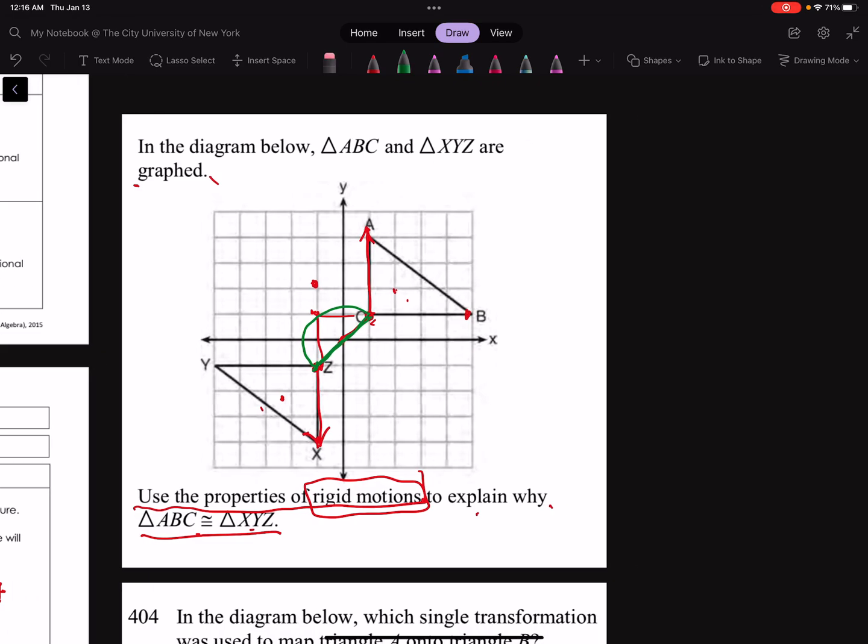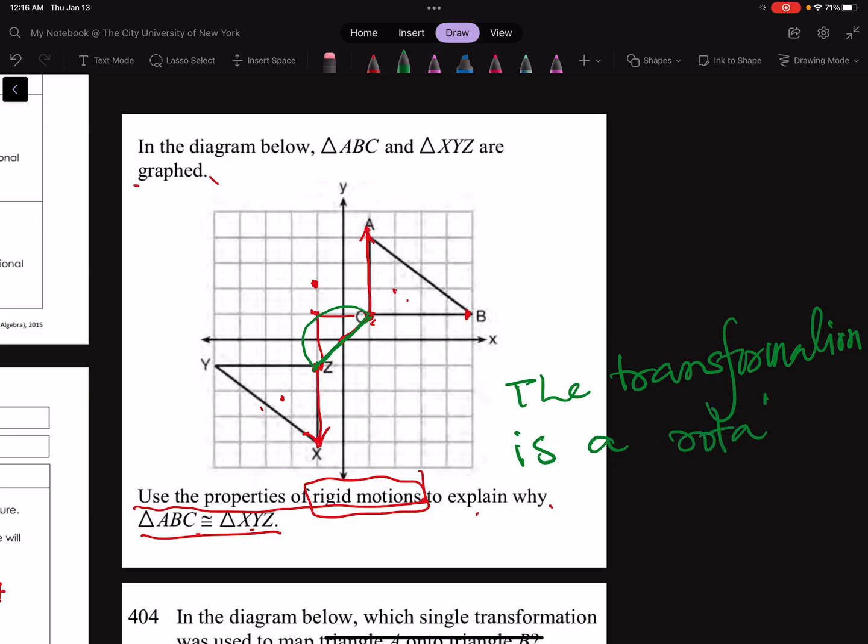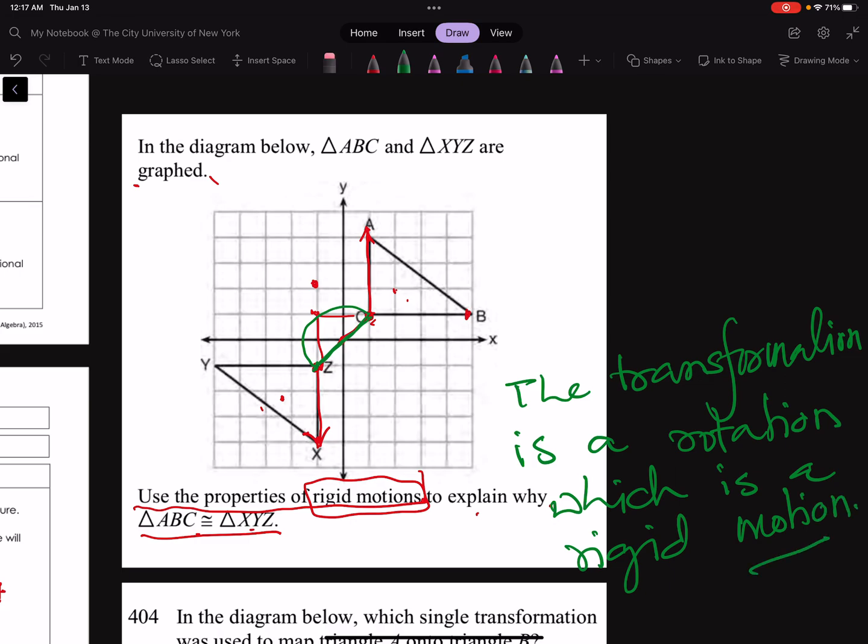So in the answer you can say the transformation is a rotation, which is a rigid motion. Okay, except for dilation, all the transformations are rigid motions. These are the concepts we have learned, but these are the presentations that you'll have to face in your real questions in your Regents exam. So I want you to practice with that.